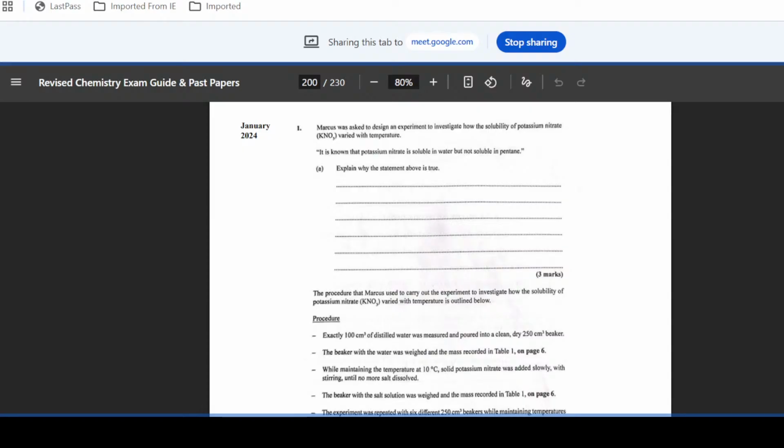So yeah, mention the polarity. That's what I was looking for you to add to your response. Alright, so the response was good, but I just wanted you to mention that it is polar. Potassium nitrate is polar. Yeah.